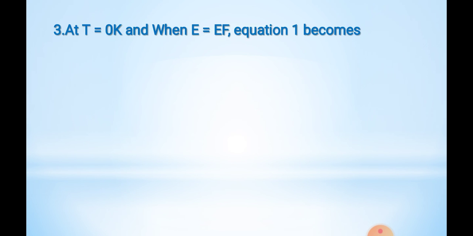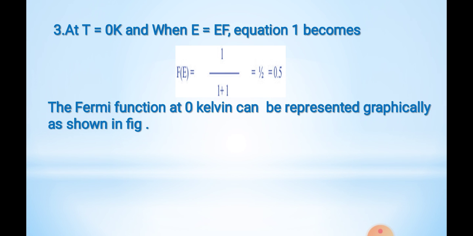Then the third case is, at any temperature or 0 Kelvin, E is equal to Ef. When you substitute in the Fermi function expression, you will get f of E is equal to 1 by 1 plus e power (E minus Ef), which becomes 0. So 0 divided by any number becomes 0. e power 0 is equal to 1. So 1 by 1 plus 1 becomes 1 by 2, which is equal to 0.5. So the probability is 50%.